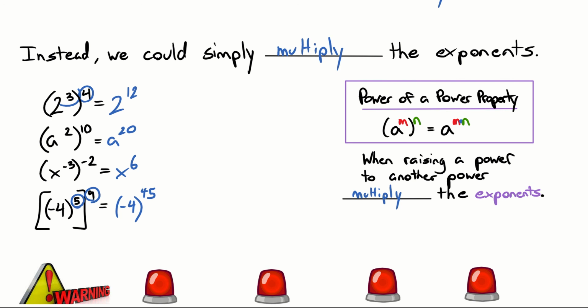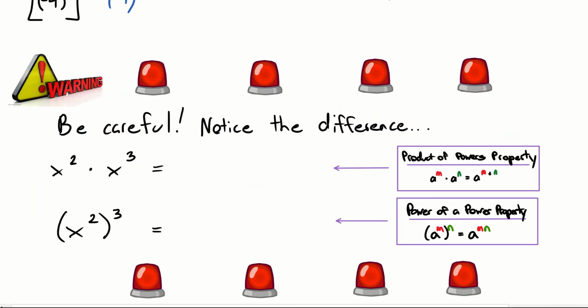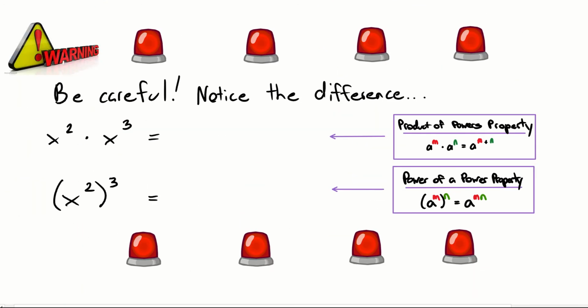Now, there's one thing I have to say, because it's so easy to get these first two properties mixed up because they're awfully similar. So let's just get out in front of it right now. There's a difference between the first property we learned, the product of powers property, and the power of a power property. If you have x to the second times x to the third, that's x to the 2 plus 3 power. You're adding the exponents. That's x to the 5th. But if it's x to the second to the third power, that's x to the 2 times 3. That's x to the 6th. You see? One of them you're adding the exponents, the other you're multiplying.